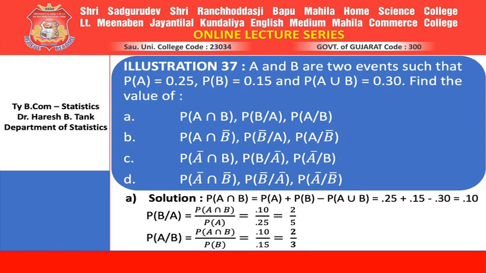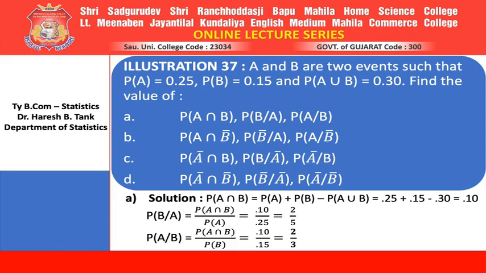Now let us have some examples using all these tactics. A and B are two events such that probability of A is 0.25, probability of B is 0.15 and probability of A union B is 0.30. Find the value of the first one: probability of A intersection B, probability of B where A had already occurred, probability of A where B already occurred.